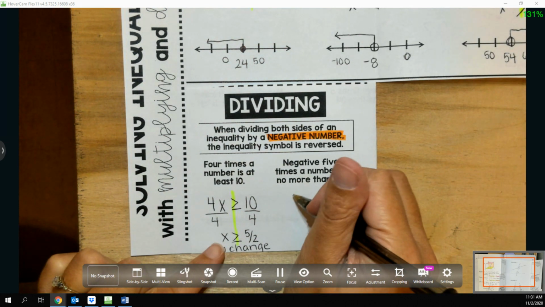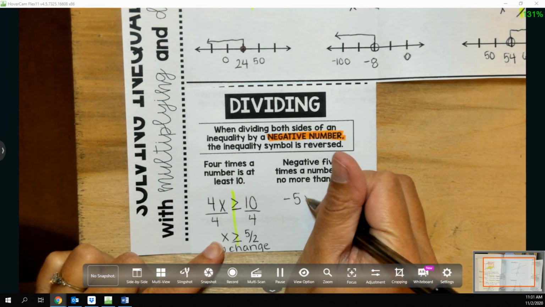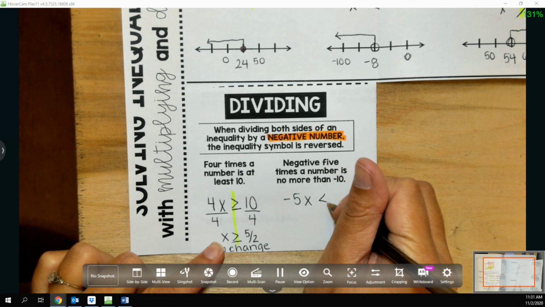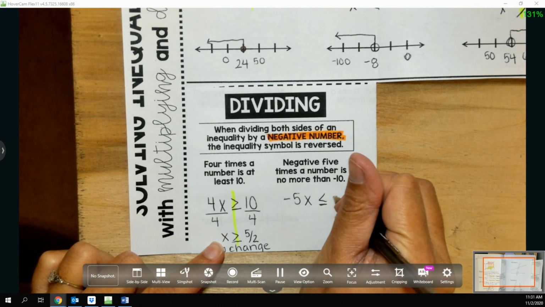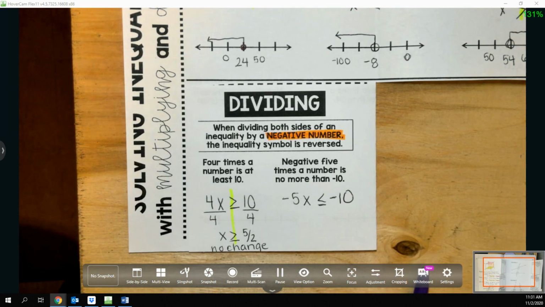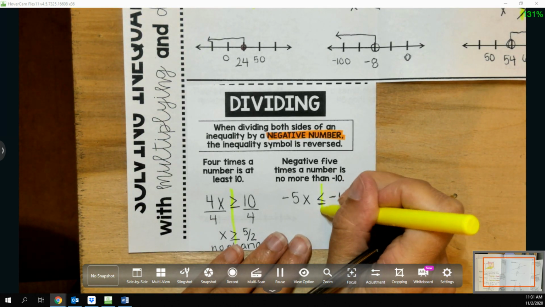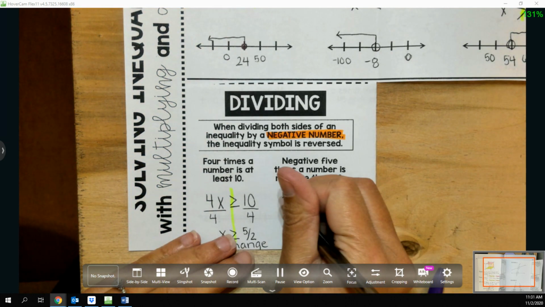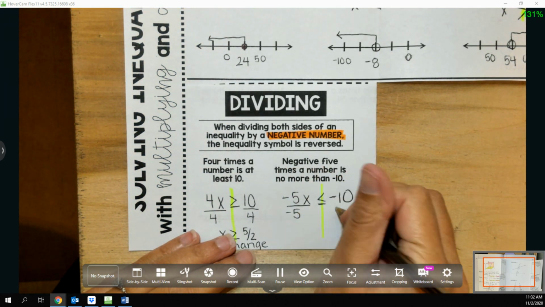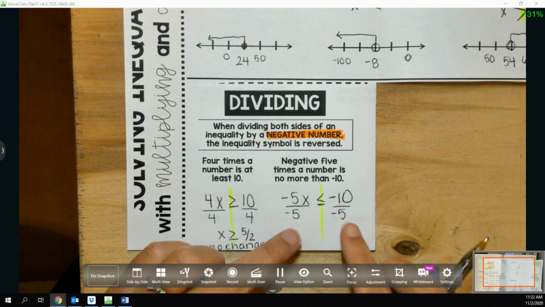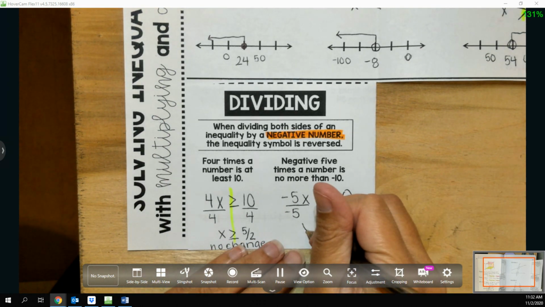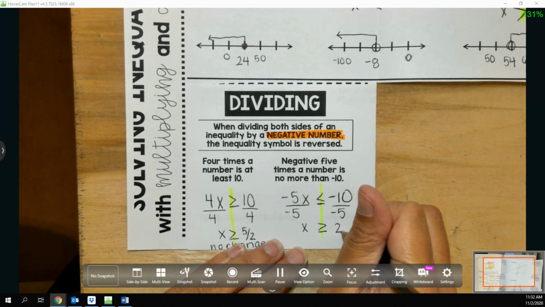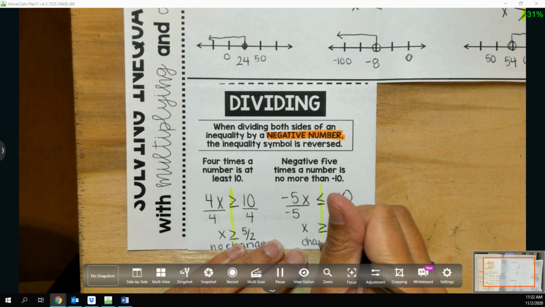Now over here, negative 5 times a number is no more than, so less than or equal to, negative 10. And I put in my sides. And to solve for x over here, I need to divide the negative 5 away on both sides. And so since I'm dividing by a negative on both sides, this time I will switch that sign. And when I divide, I get 2, so this one changed.